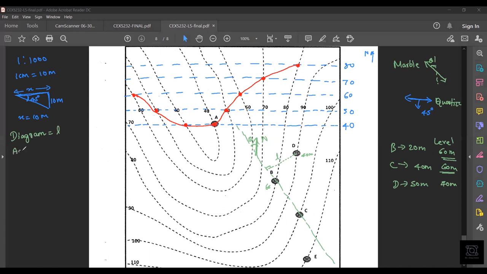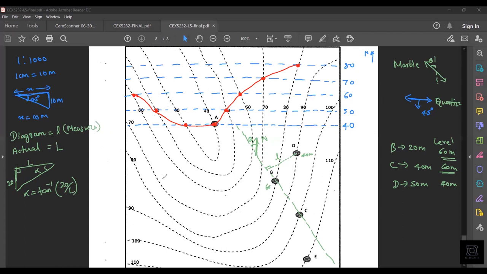So actually, you have to convert this to the actual value, let's say capital L. So what is the height difference? If you draw the triangle, the height difference is 20 and the distance is L. So this is your dip alpha. So alpha is equal to tan inverse of 20 by L. To find L, you have to measure this using a ruler.